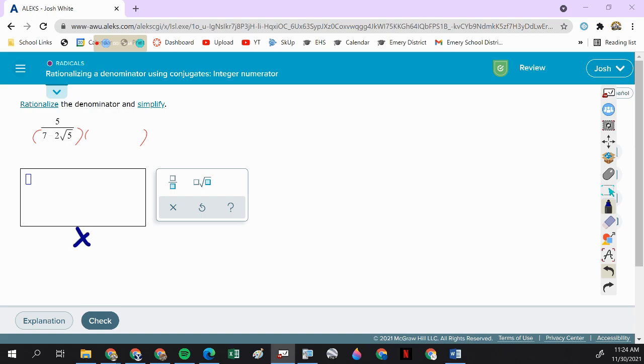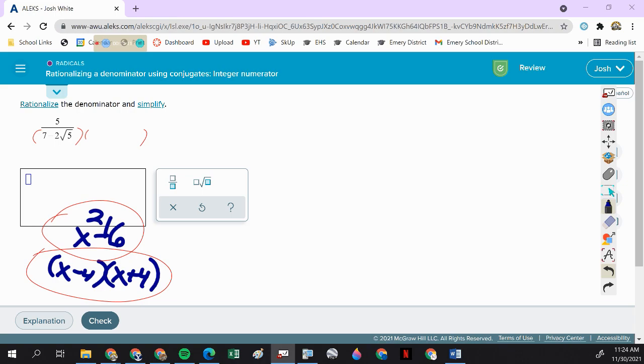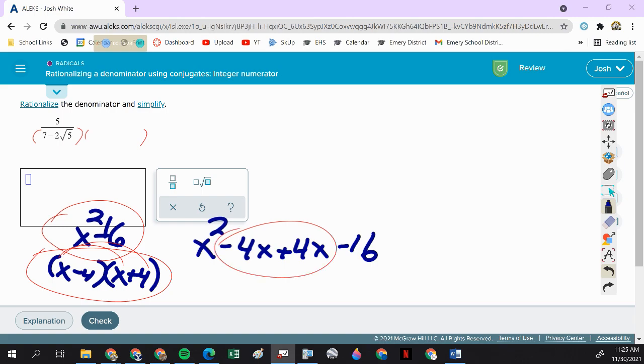If we have x squared minus 16, that factors into x minus 4 and x plus 4. This is referred to as a difference of perfect squares, and this is referred to as a set of conjugates. And conjugates are important because when you multiply, you're going to get x squared minus 4x plus 4x minus 16. Every single time you multiply by conjugates, those will knock each other out.